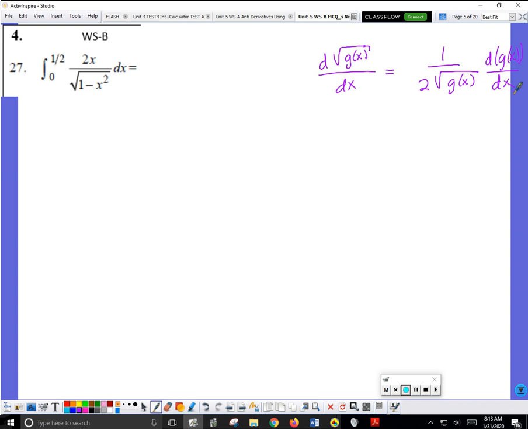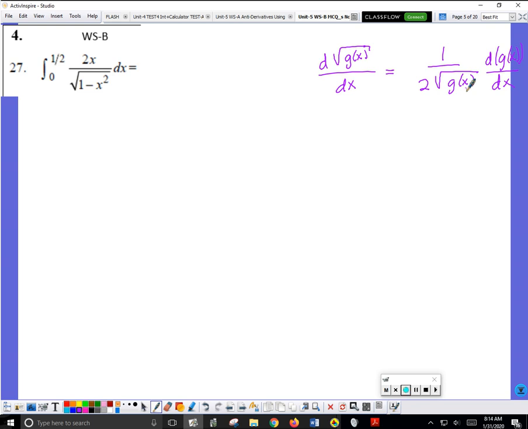Remember what's happening when we're finding an antiderivative. When we take the derivative of the square root of something, we end up with 1 over 2 times the square root. That's what's happened here. We've taken the derivative of the square root of something, and that's why we got 1 over the square root. So it's really not that big a deal. We just have to go backwards.